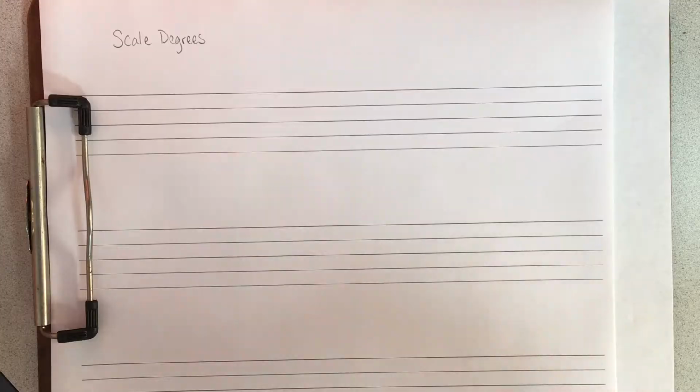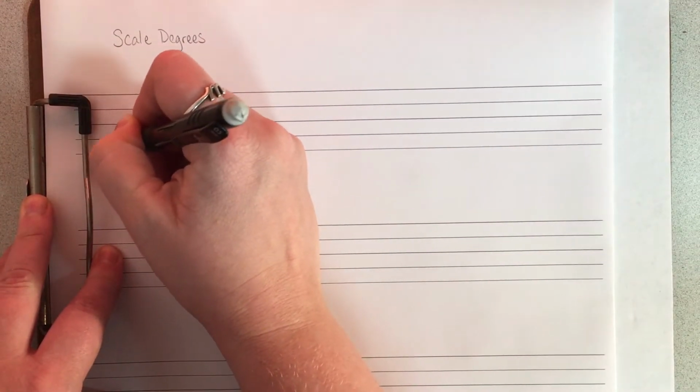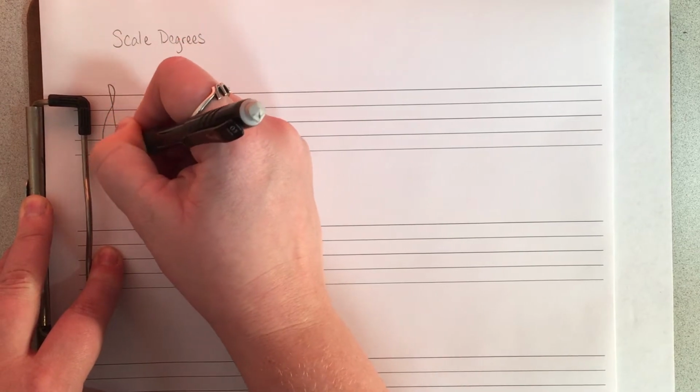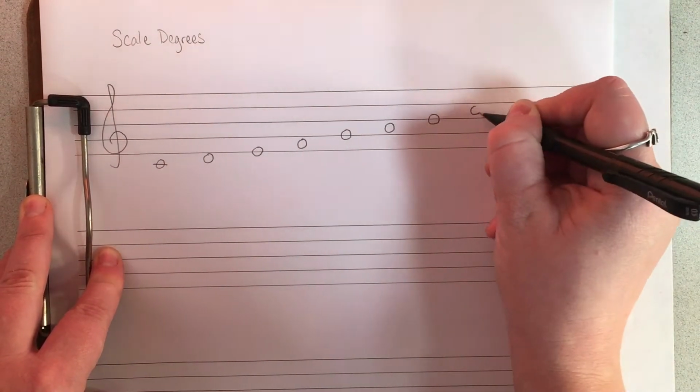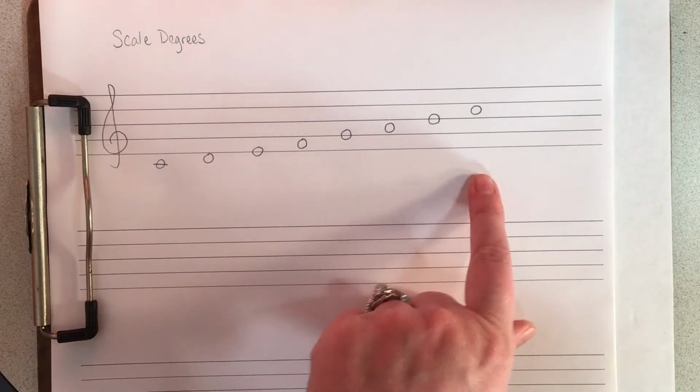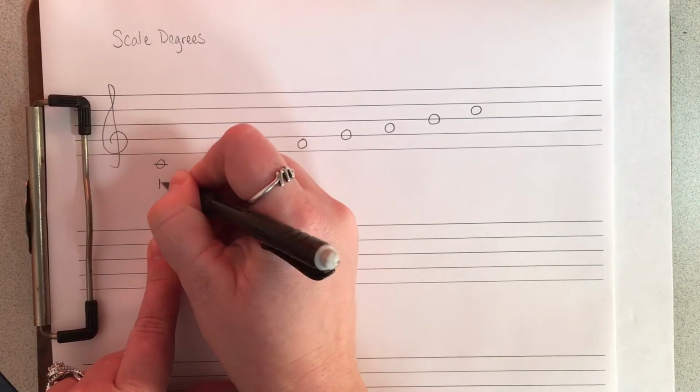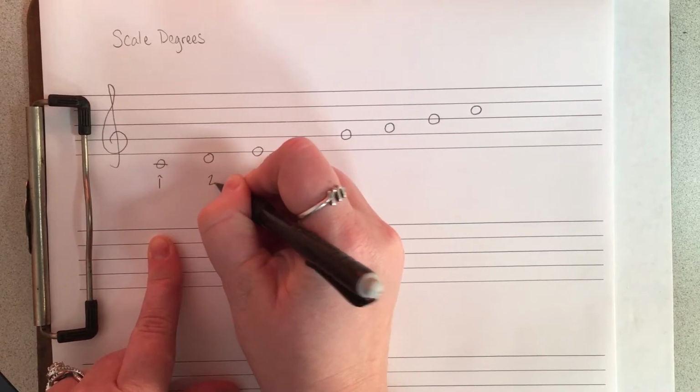Today we're talking scale degrees, and we're talking scale degrees specifically in major keys. So scale degrees is a way of referring to each note of a scale. So we're going to start with a nice spaced out C major scale. Okay, and then we're going to label each one of these with a number. So this is what we call scale steps.